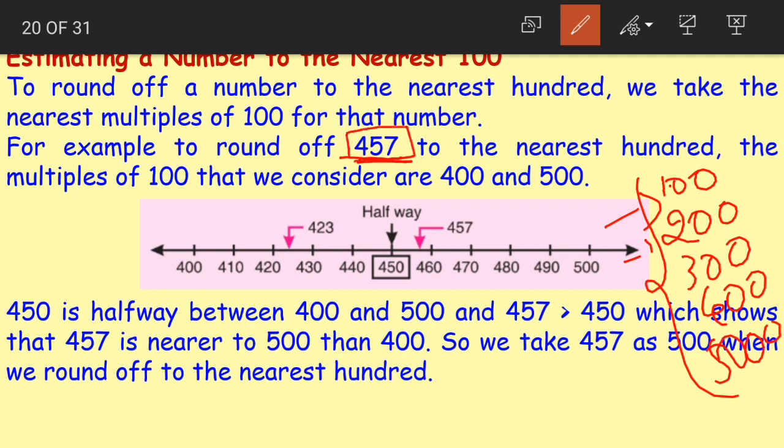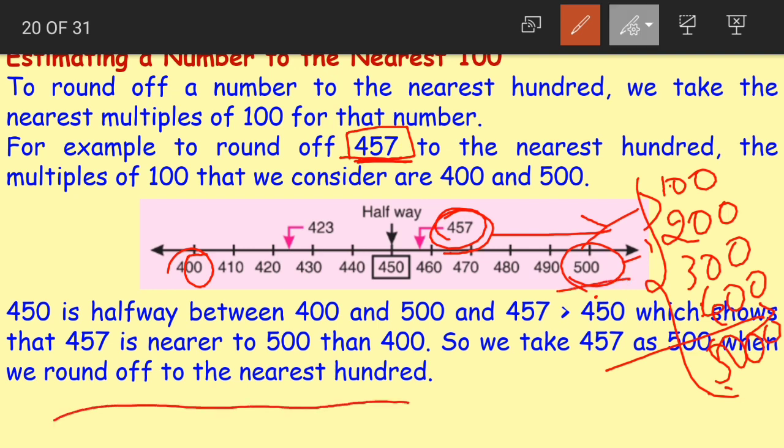Now when we say 457, it comes between these two multiples, that are 400 and 500. 457 falls between 400 and 500. Yes, now 457 is nearer to 500. So 457, we take it as 500 when we round off to the nearest 100.